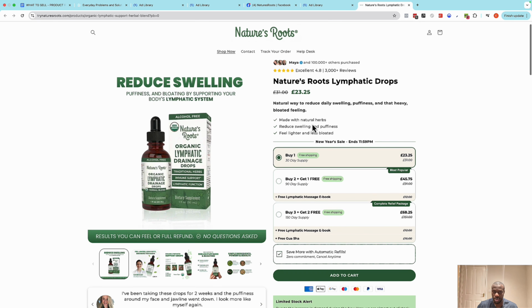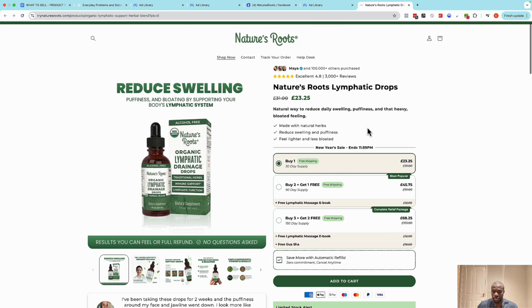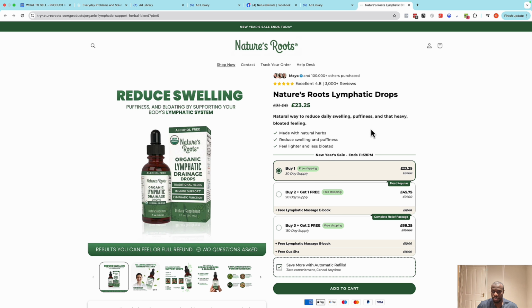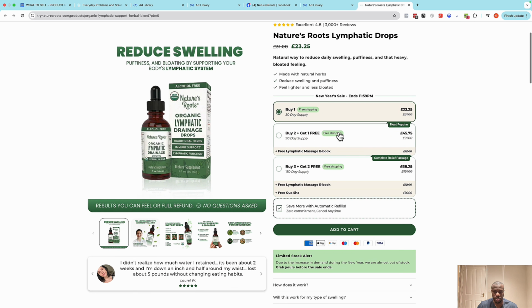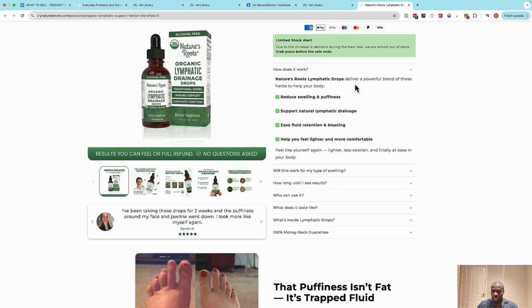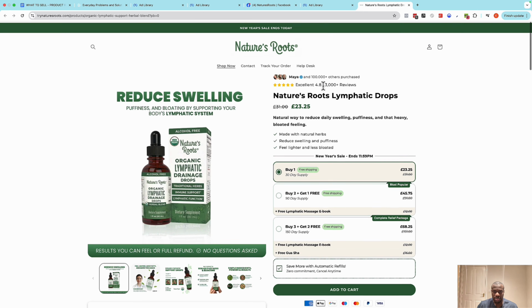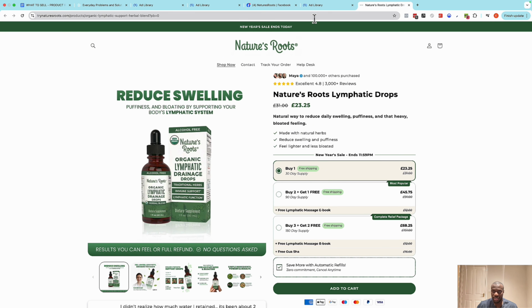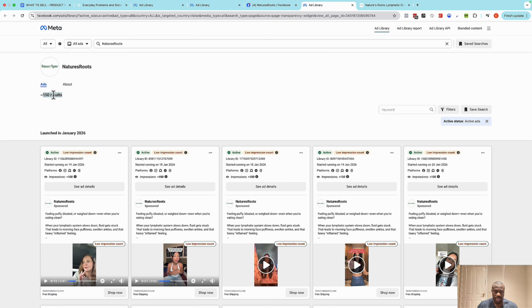By the look of it, it's people that have lymphatic problems that this product is actually solving a problem for. So I'm going to just read through and see how it works. Nature's Root lymphatic drop, reduce swelling and puffiness, and natural lymphatic drainage. So now it looks like there's a market for this. If these guys are running over 150 ads, that means there's a market for it.